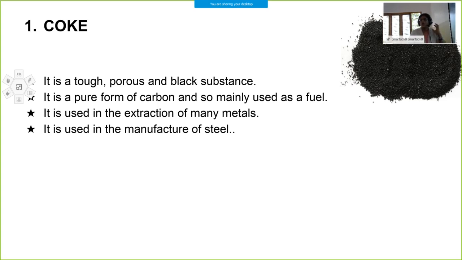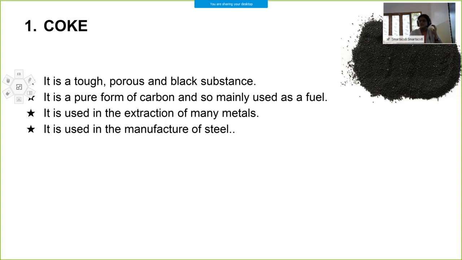Coke mainly contains carbon, so it is mainly used as a fuel. Another important use of coke is in the extraction of many metals like iron, tin, zinc, in the extraction of metals from their ores. Now what are ores? Ores are minerals which are taken from the earth's crust. When an ore is taken, it consists of the metal with some impurities. It will be present in the form of oxides. So this metal has to be extracted from its oxides, and for that the ore is heated with coke. That is one of the important uses of coke.